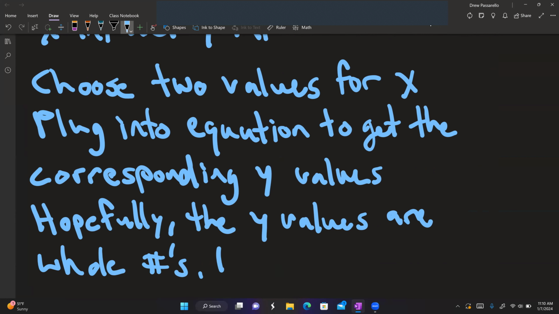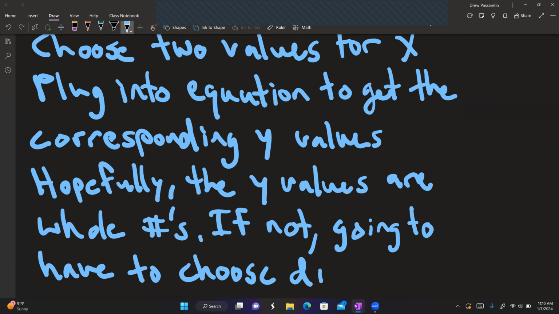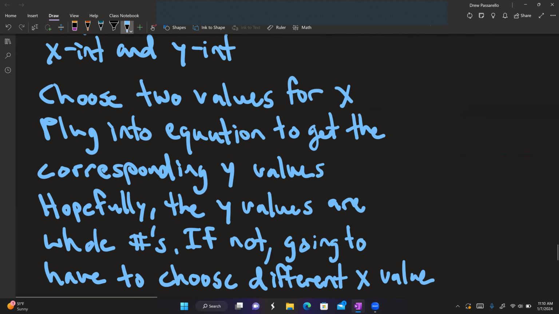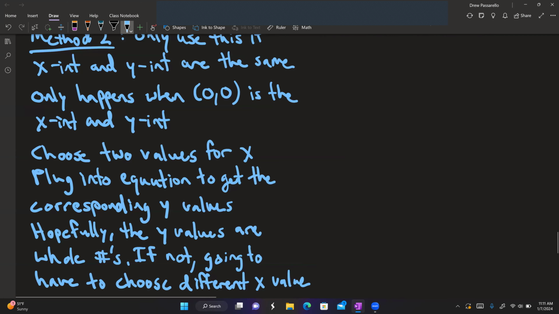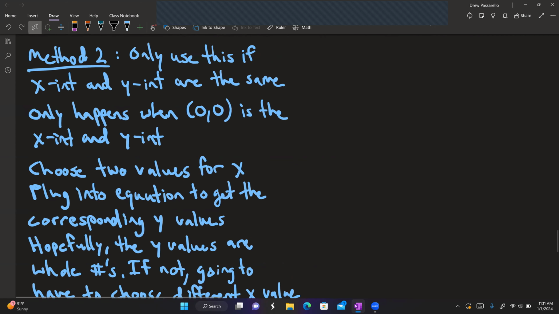If not, you're going to have to choose a different x value. And that's because when we're plotting it in the software, it's going to be difficult to plot a point that has a fraction or decimal number as one of the coordinate values.